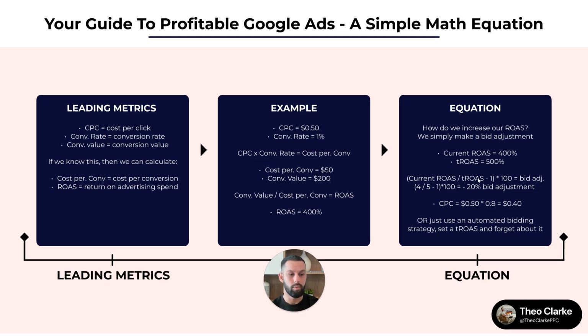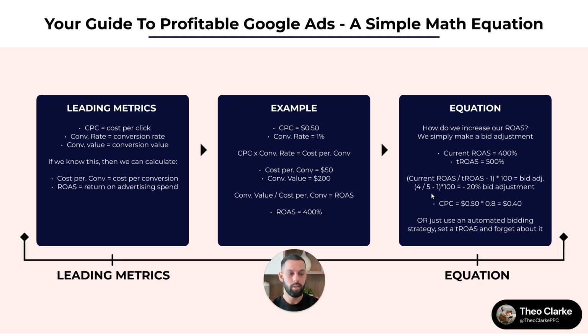So running this through what that would look like, to make a 20% bid adjustment on a 50-cent CPC, we'd do 50 cents times 0.8, because we're reducing by 20%, right? The difference from 1 to 0.8 is 20%. You need to think about this as percentages, okay? So we take the CPC, times it by 0.8, because that's a 20% reduction, which gives us our new CPC of 40 cents. So now we'd go back into the account, and we'd change our cost per click from 50 cents to 40 cents, which means we're paying less for the clicks.